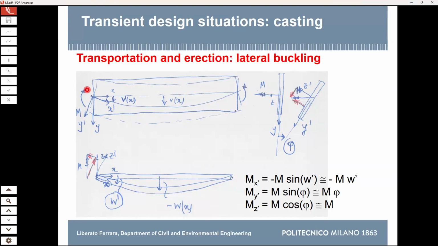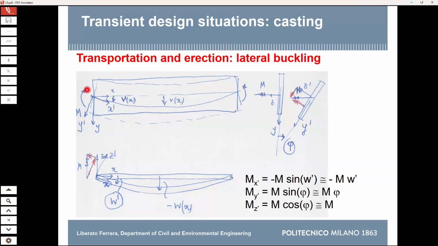I don't know if you are familiar with this notation, the double arrow vector. This is a moment, and the rule is that if you put your thumb in the same direction of the double arrow, the other fingers of your right hand will give you the rotation sense of the bending moment. So actually, here, this is the bending moment due to the gravity loads.